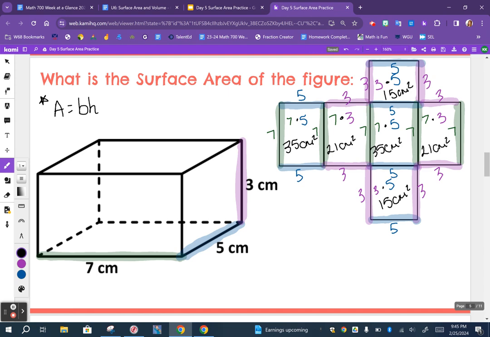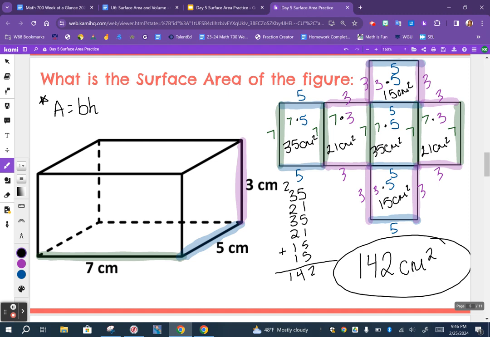Now we are going to add all the areas together. So we have 35 plus 21 plus 35 plus 21 plus 15 two times. 5, 10, 15, 20. We have 22. Then we have 3, 6, 8, 10, 11, 12, 13, 14. So we have 142 centimeters squared as our surface area.